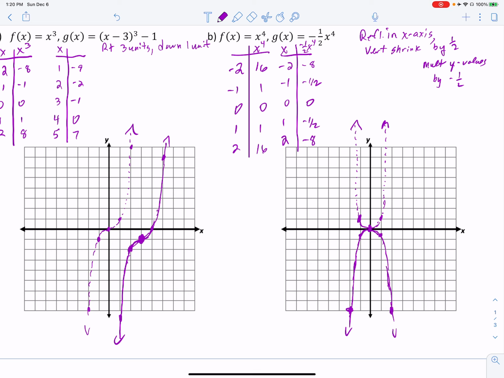I've got a table of values. I have specific points that I've transformed. That's what I want to see in your homework.